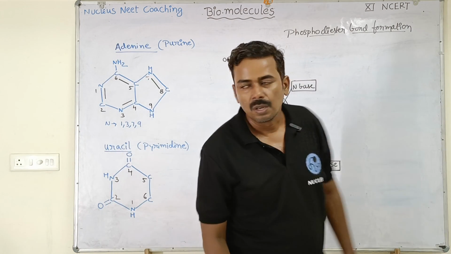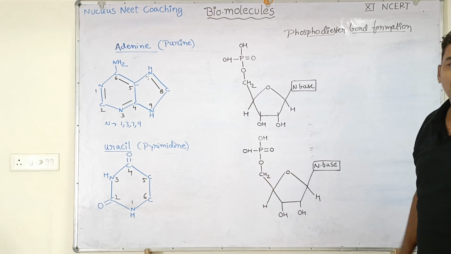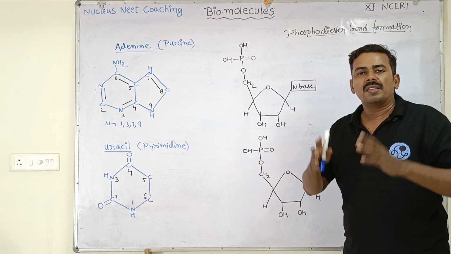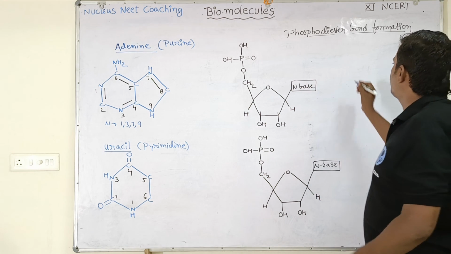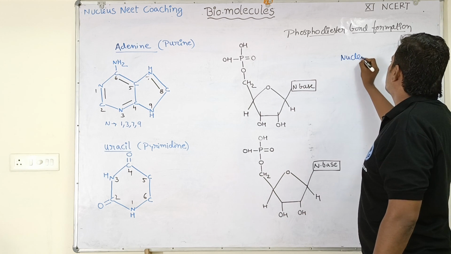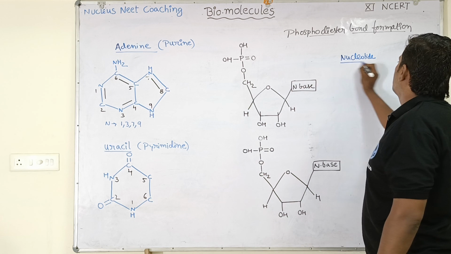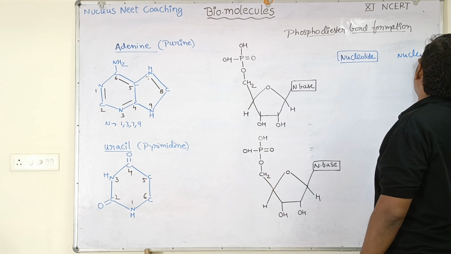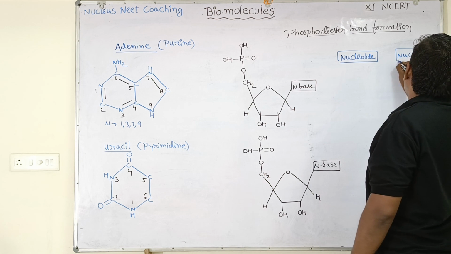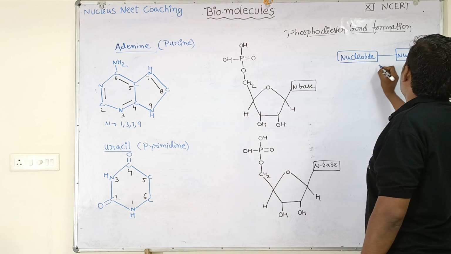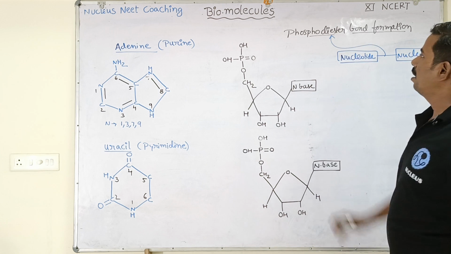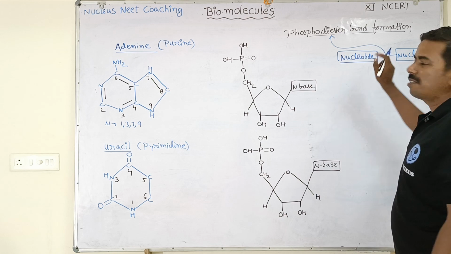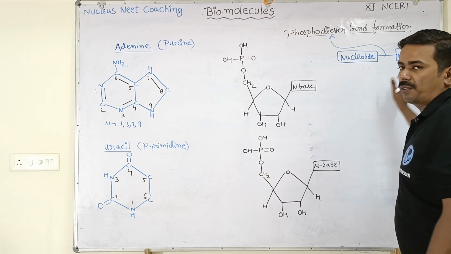Next, coming to phosphodiester bond formation, how a phosphodiester bond is formed. So basically a phosphodiester bond is a bond which will fuse two nucleotides with each other. So imagine this is a nucleotide and there is another nucleotide. So a bond called phosphodiester bond will link the two nucleotides together. Now let us see how this phosphodiester bond is formed between two nucleotides.